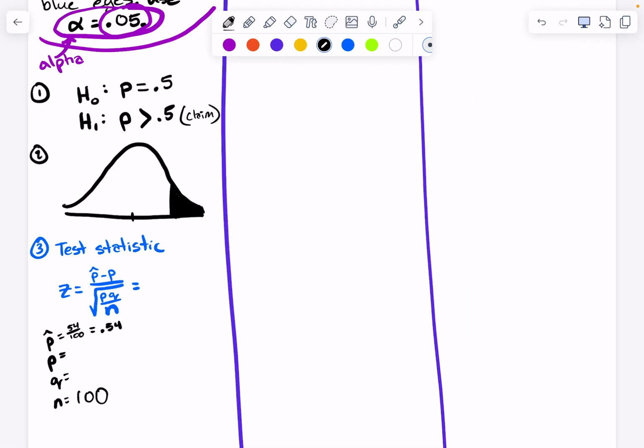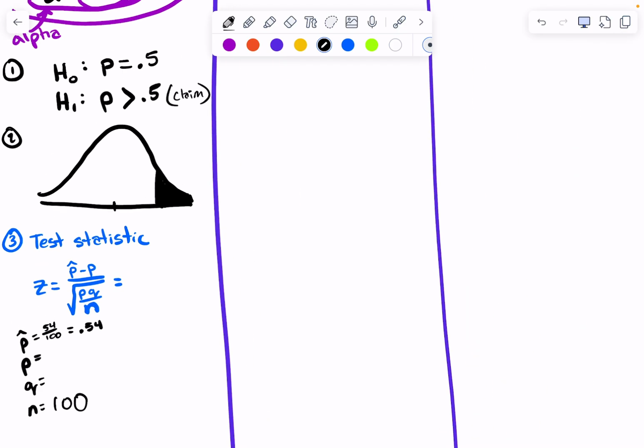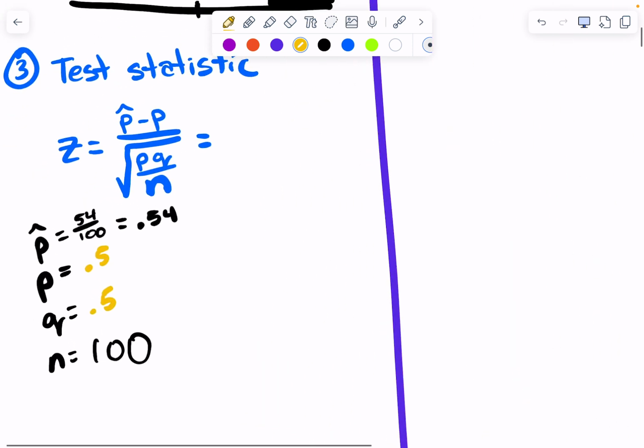What is P in this case? We have P hat. What's P? Still 0.5. Yeah, right here. Look right here. P equals 0.5. That's what we're testing against, right? We're testing against majority, which is 0.5. So then what's Q? 0.5. All right, let's plug those in and let's find our test statistic Z, right? Okay. All right, so P hat is 0.54 minus 0.5.